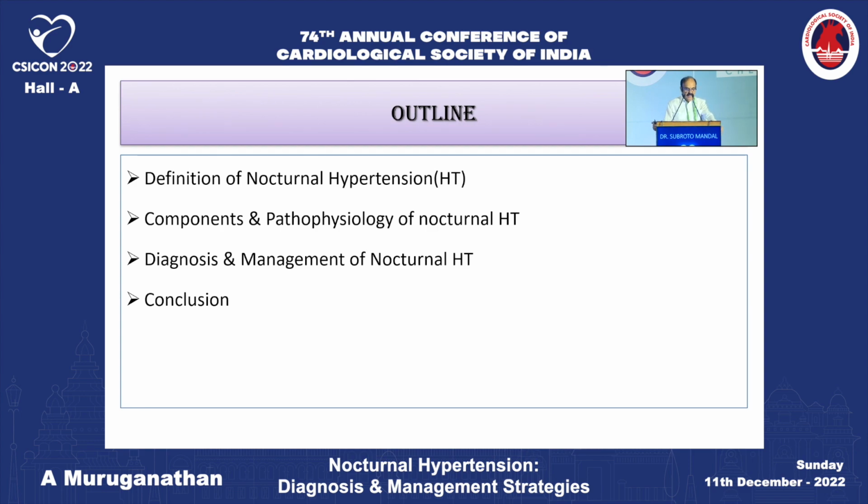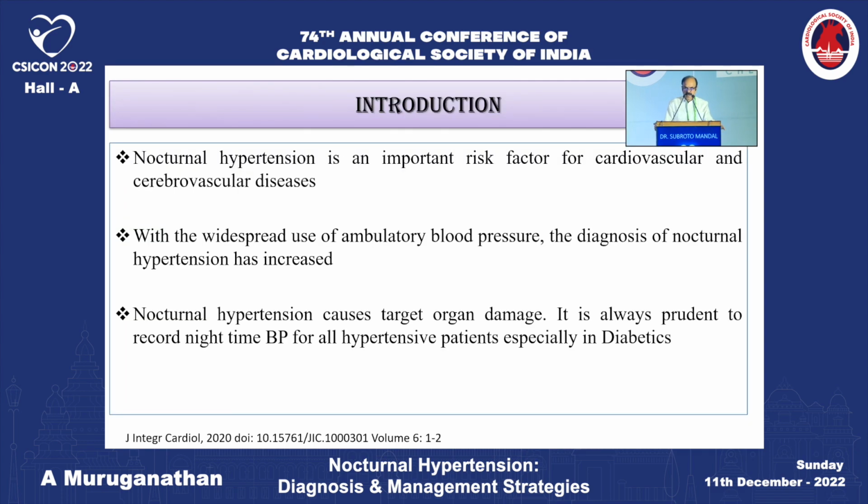My outline will be the definition of nocturnal hypertension, the components and pathophysiology, diagnosis, management, and conclusion. Nocturnal hypertension is a very important risk factor for cardiovascular and cerebrovascular disease. With the widespread use of ambulatory blood pressure monitoring, I thank the previous speaker who spoke on ABPM, the diagnosis of nocturnal hypertension has increased. It causes target organ damage. It's always prudent to record nighttime BP for all hypertensive patients, especially in diabetes.